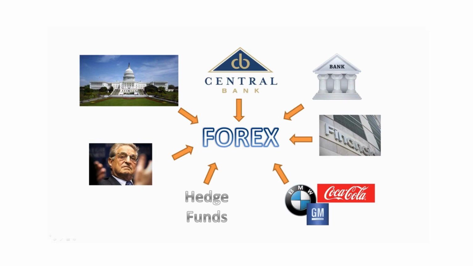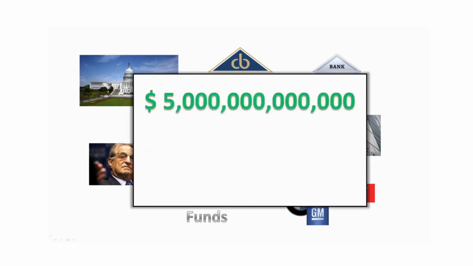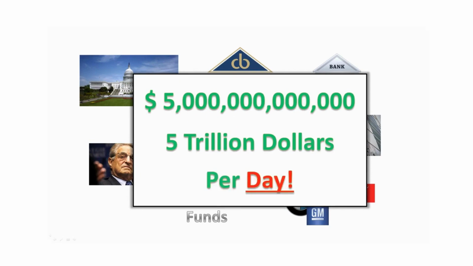So all those participants together, as you can imagine, create massive volumes of money. And to be more precise, the volume of the forex market is $5 trillion. That is 5 and all those zeros behind it, and that is per day. $5 trillion goes through the forex market. That's an unbelievable amount of money.